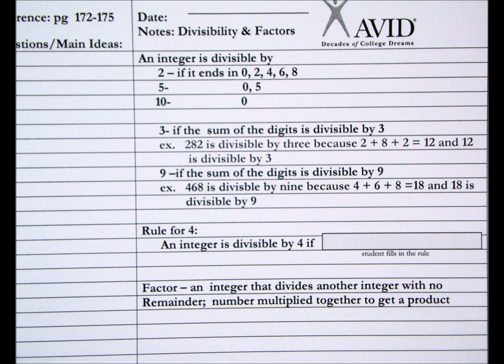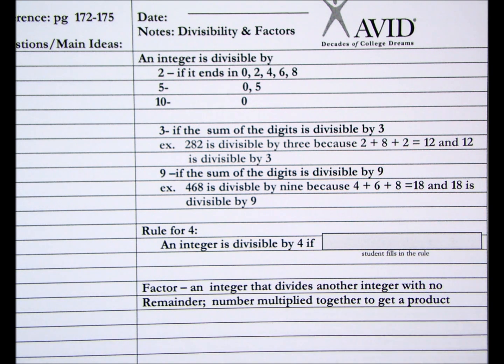For example, the number 3. A number is divisible by 3 if the sum of the digits is divisible by 3. So here's an example. The number 282 is divisible by 3 because 2 plus 8 is 10, and 10 plus 2 is 12, and 12 is divisible by 3. So that number is divisible by 3.